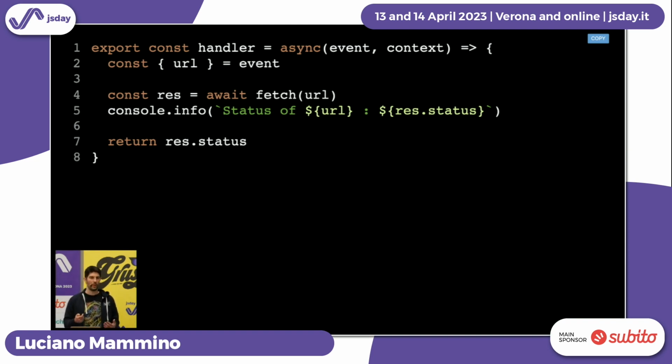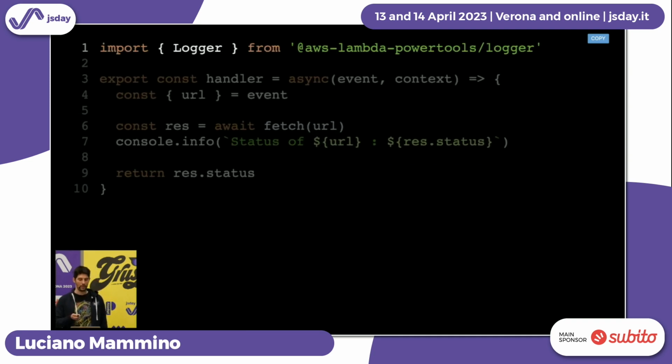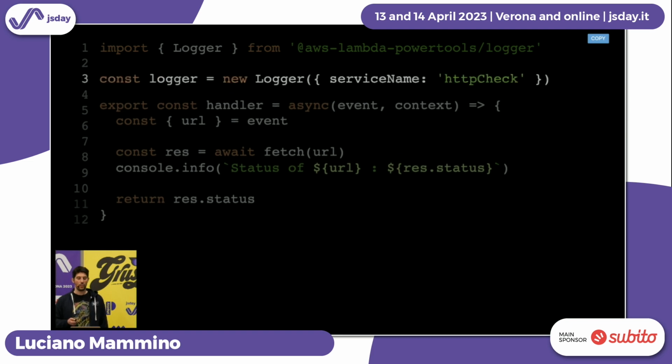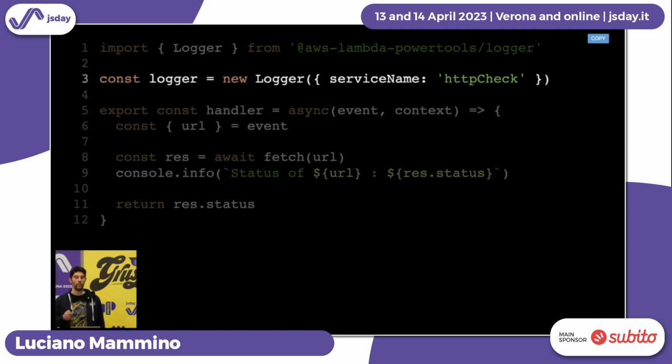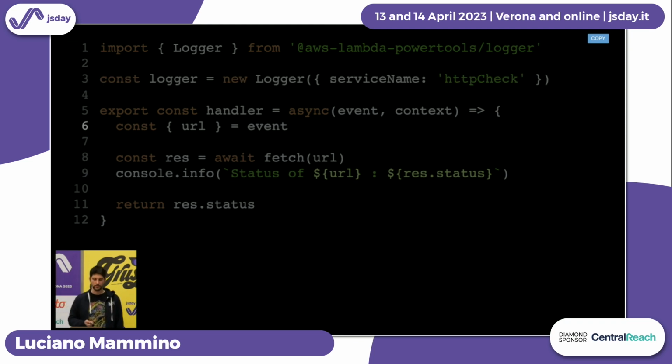Let's say that we want to actually do structured logging. How do we do that? We can just import the logger from this library. We can create a new instance for the logger, and we can give it a service name, which is going to be used for every log line that we produce. So something we can use later when we want to query our logs.